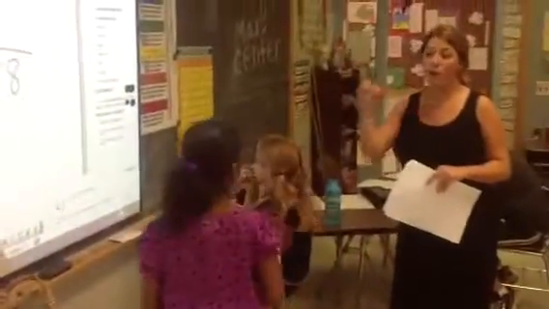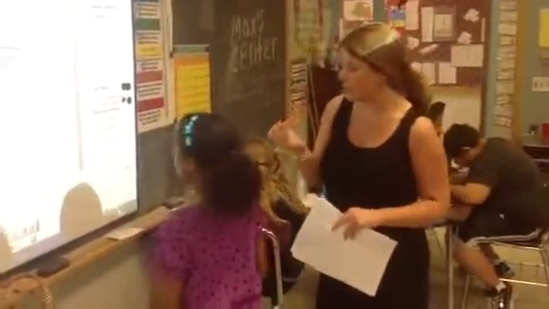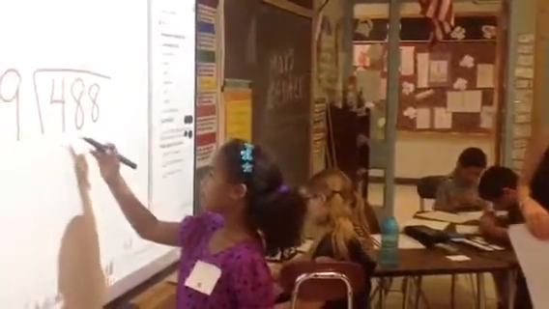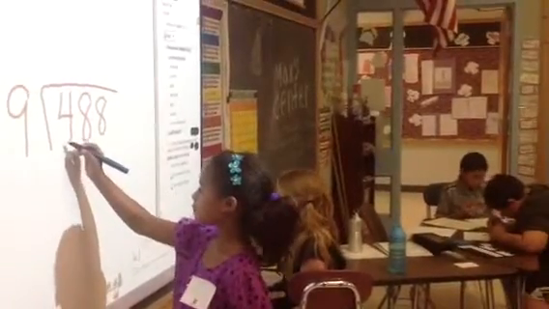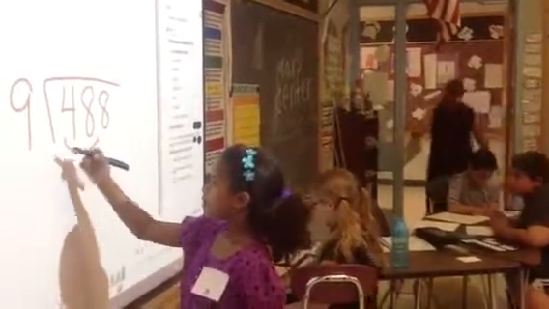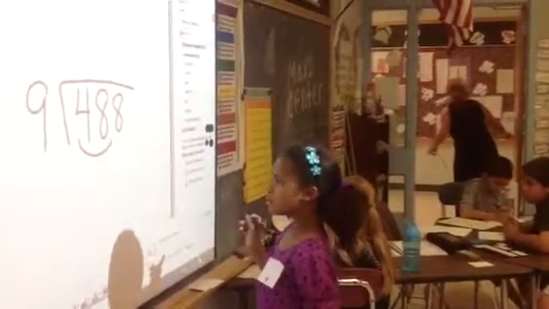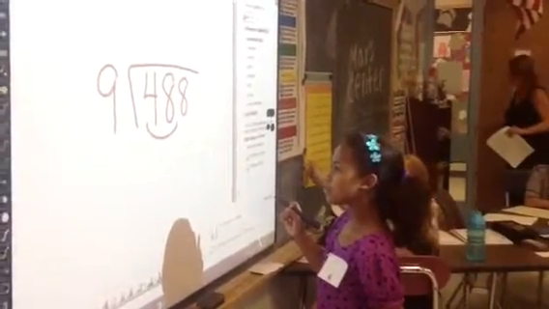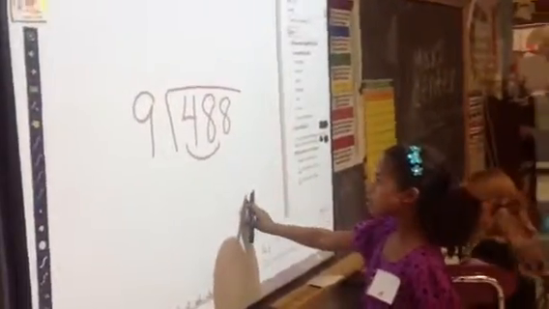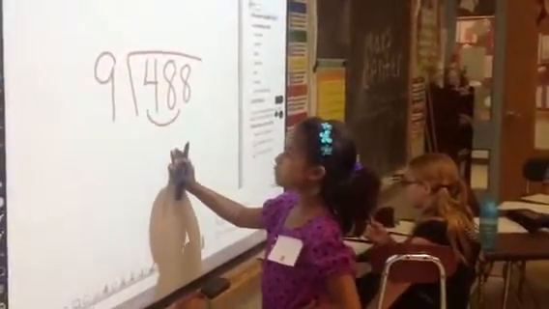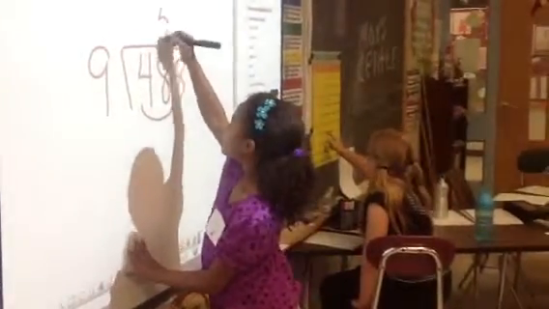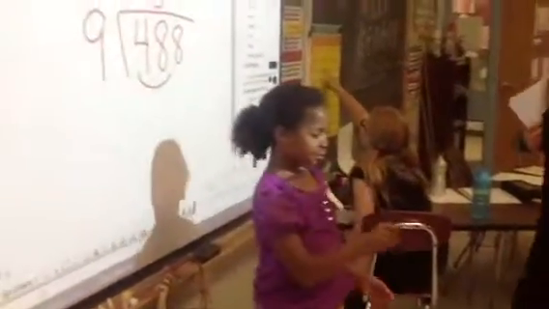Okay, now Rosie, I want you, while you're doing your job, to talk out loud. Tell us what you're doing, tell us what you're thinking. Alright, so my job is to see if 9 can go into 4. It can't, so you have to see if it can go into 48, the next digit. Nice job. 9 goes into 48. Awesome. Thanks, Rosie.